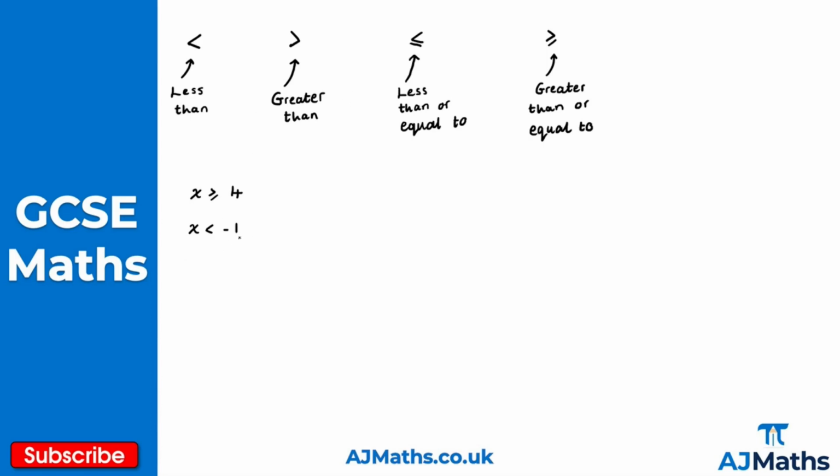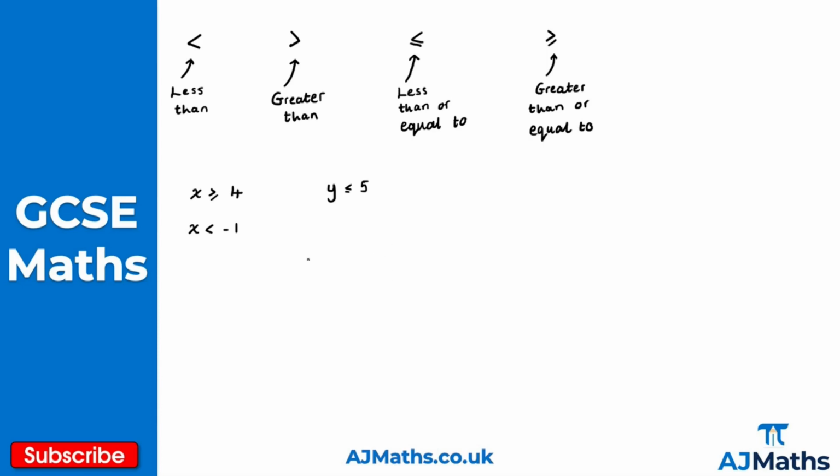Obviously, we can use different variables as well. So, for example, I might have, say, y. So, y is less than or equal to 5. Like you can see here, y is less than or equal to 5. Now, finally, you also need to be able to present inequalities on a number line.